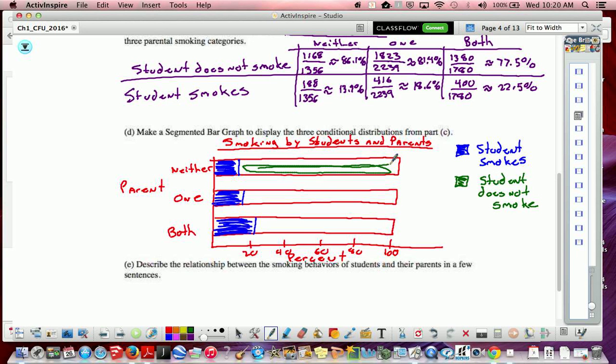Now, I know that you might not have multiple colors, so you could let one of these be solid and the other be blank, or you could put some sort of patterns like circles, stars, triangles, or just even slash it, okay? Just so that the reader can know which is which, okay?